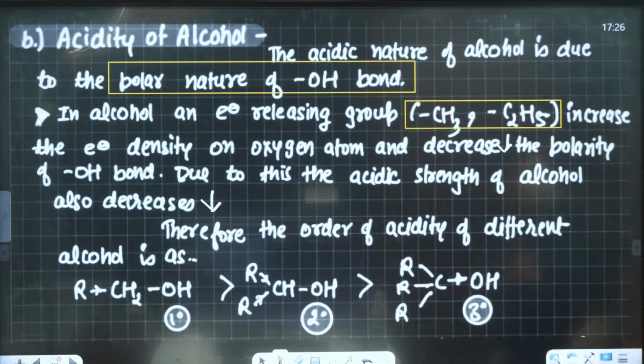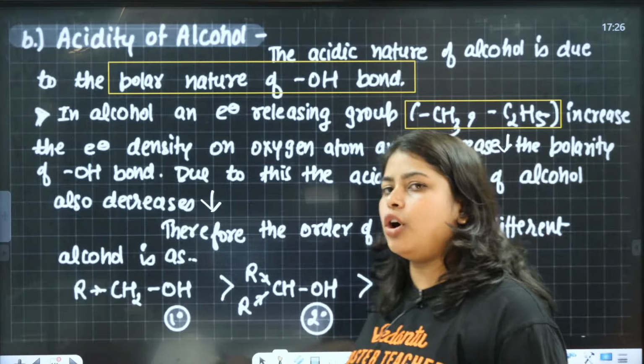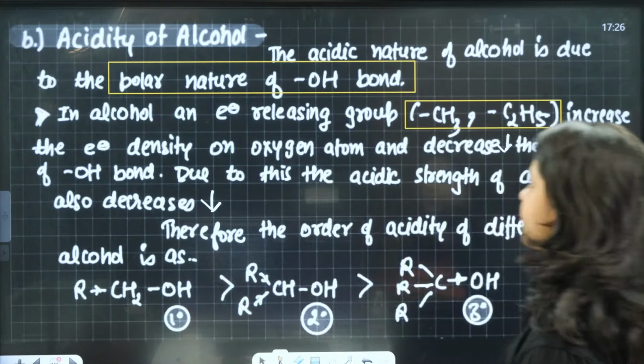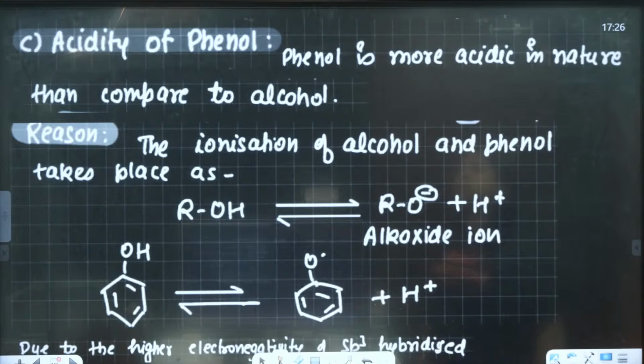Hydrogen bondings keep increasing, right? Because of that, clear? Because of that, the acidity of the alcohol is first the primary, then the secondary, and then the tertiary. Okay? Next comes the acidity of phenol.